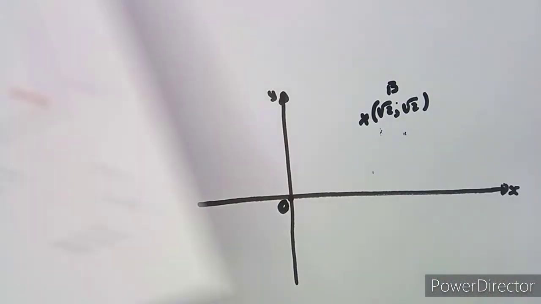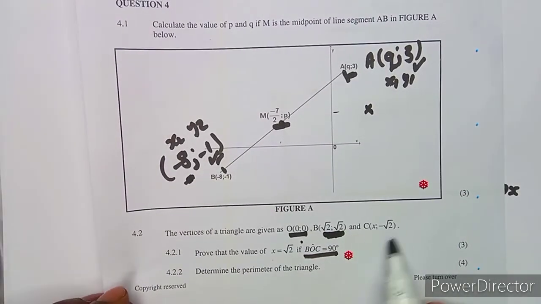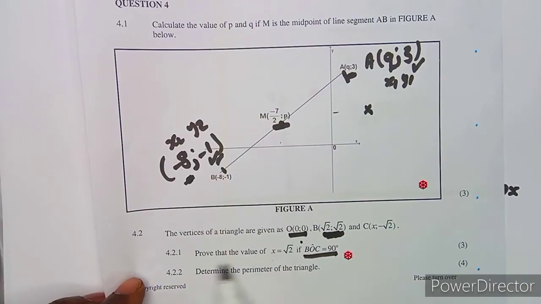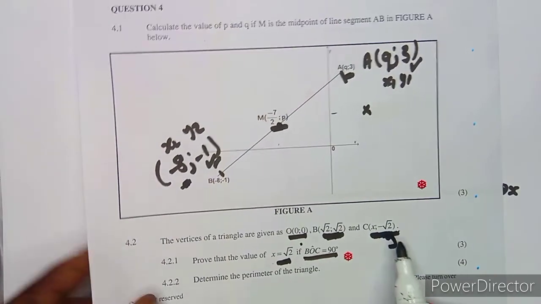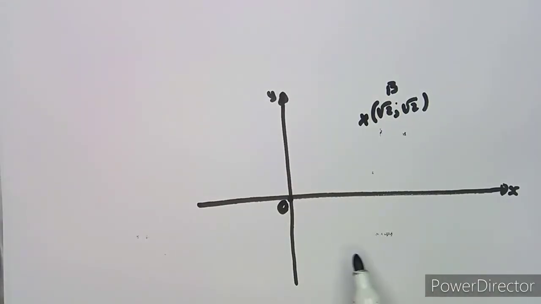Then there is another point, which is C, that we are supposed to prove gives us square root of 2, because it's x minus square root of 2. But as we can see, the value of y here is negative, so it's going to be somewhere in the negative.